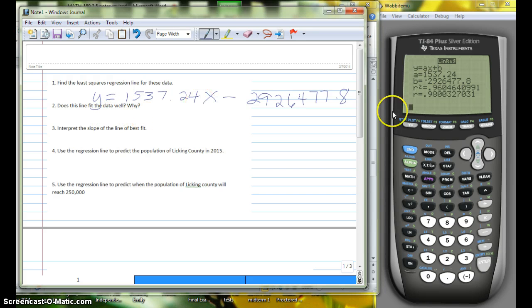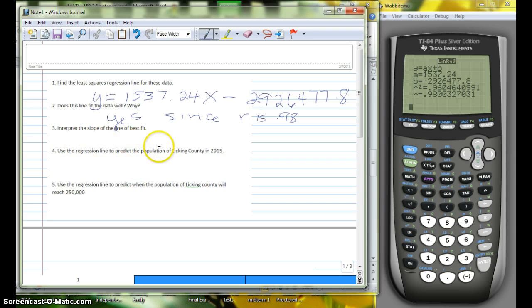Does it fit the data well? Well, we look at our R value. Our R value is 0.98, and since that's pretty close to 1, we would say yes. If it was something like 0.5 or 0.75, we'd say not really.